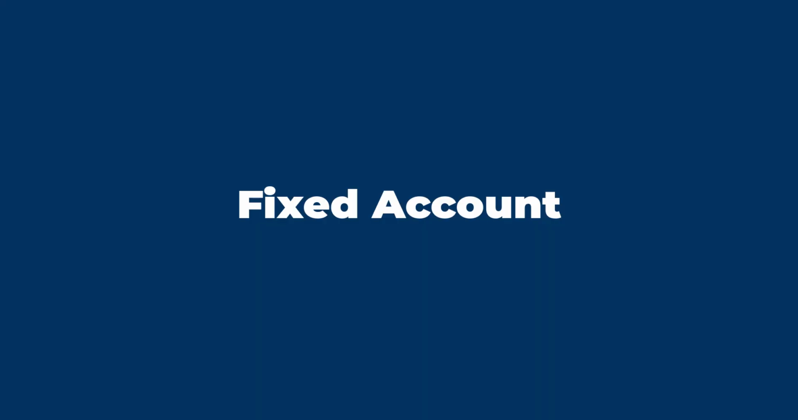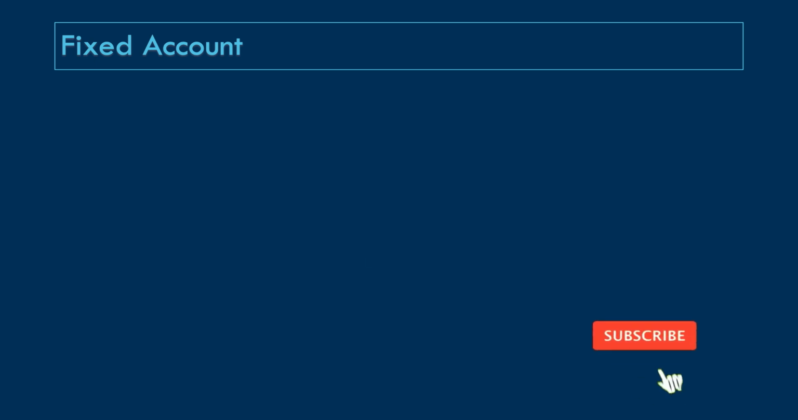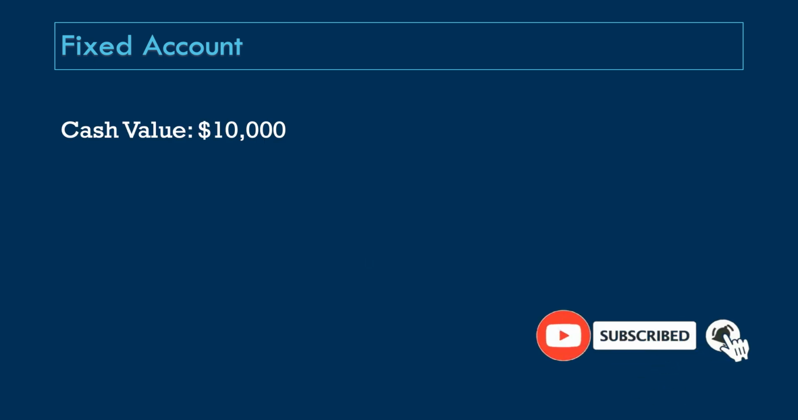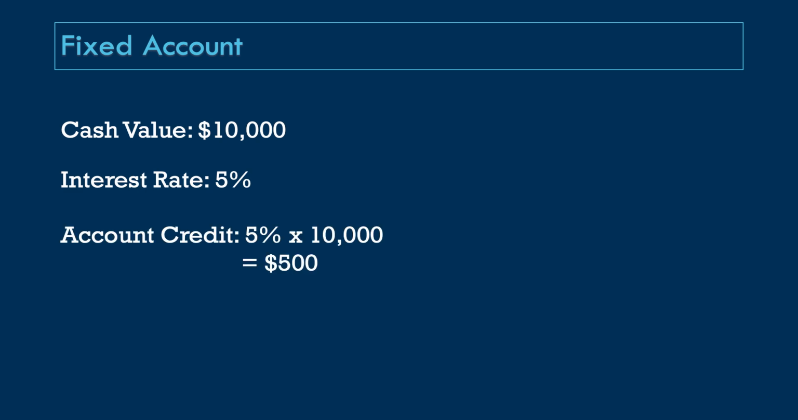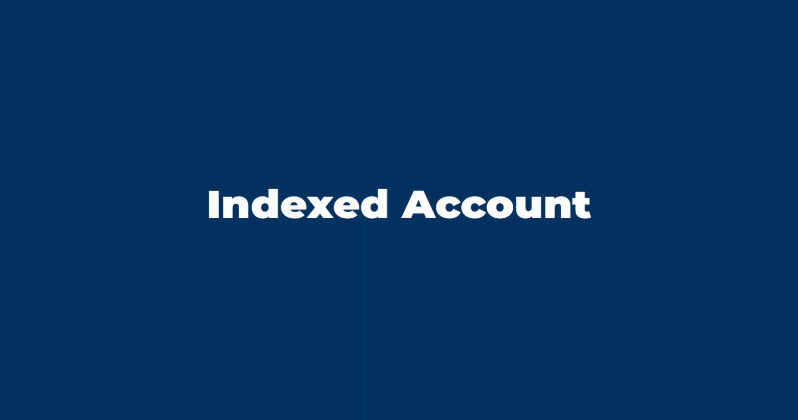Fixed accounts and indexed accounts are very different. So let's see how each account works. With a fixed account, the insurance company sets the interest rate each year. So you will know how much credit you will get at the end of the year in advance. For example, if you allocate $10,000 in cash value to the fixed account and the interest rate is 5%, you know you will earn $500 by the end of the year. That's 5% of the $10,000. It's simple and straightforward.